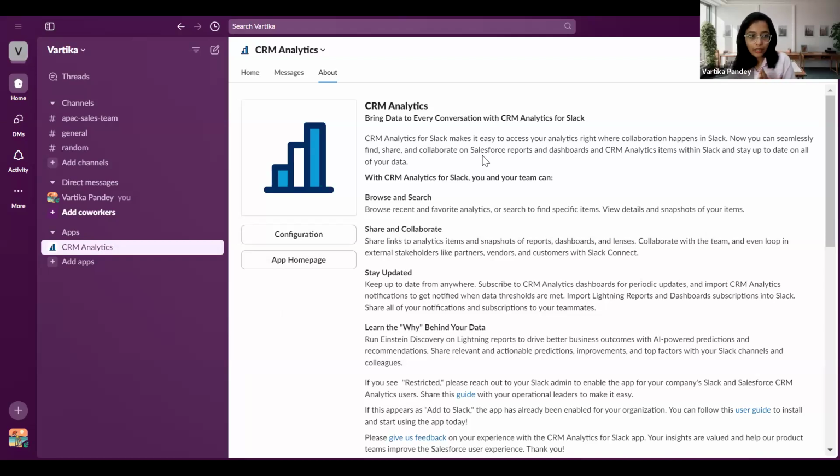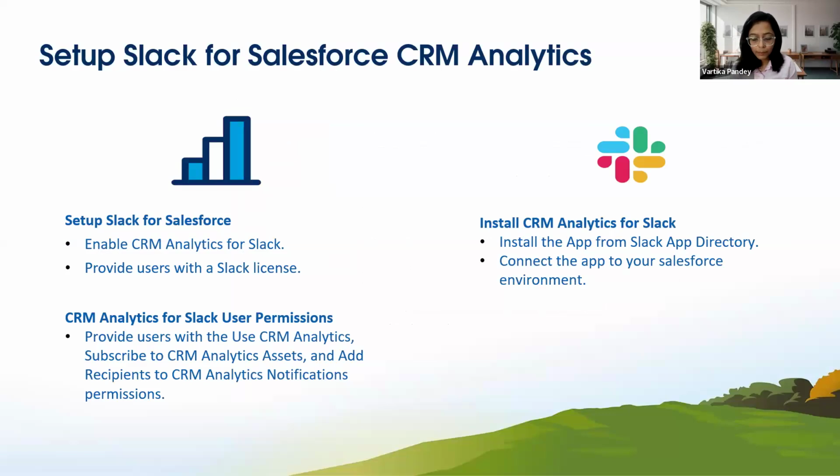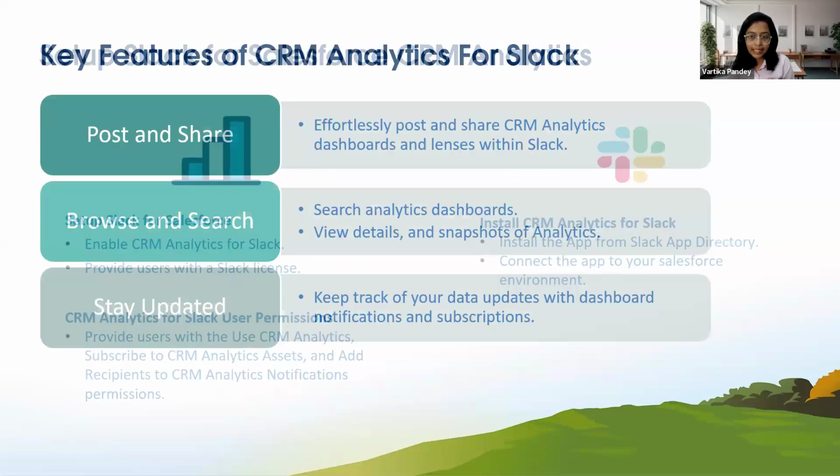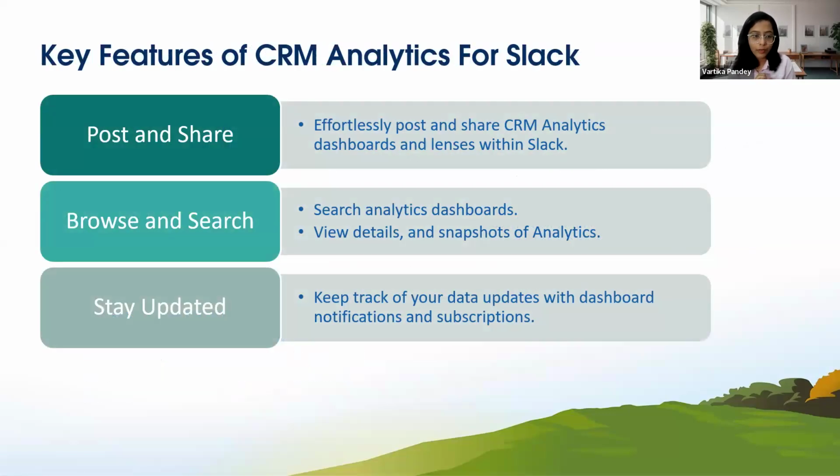Now that we have discussed the basic setup, let us also see what features we are trying to cover today. I'll be covering three of the major features of CRM Analytics for Slack. And these are post and share, browse and search, and stay updated. Post and share: we just saw that we can post our dashboards very seamlessly to Slack and collaborate with our team. Now it can be done in other ways as well, and we will look into that.